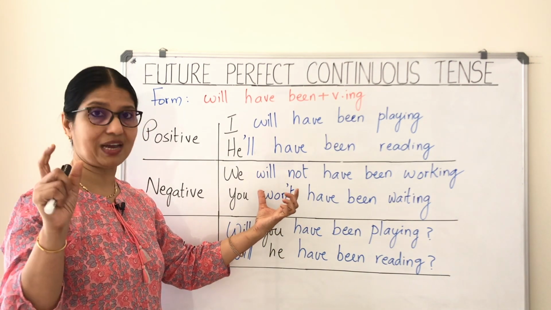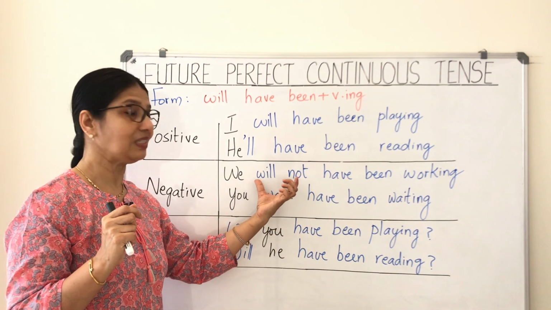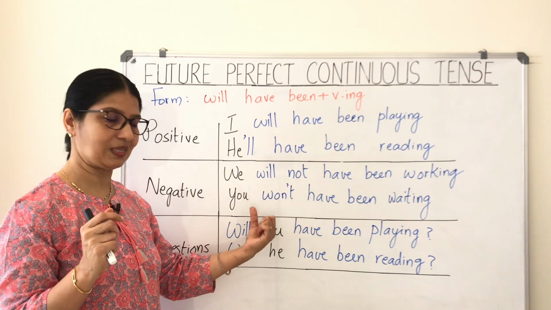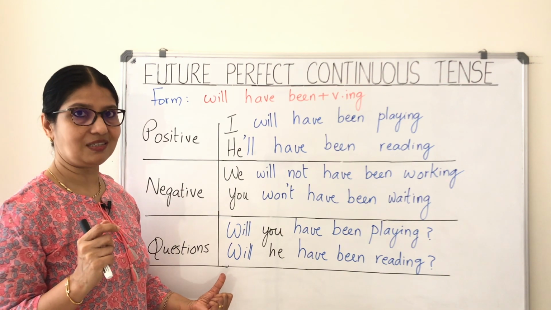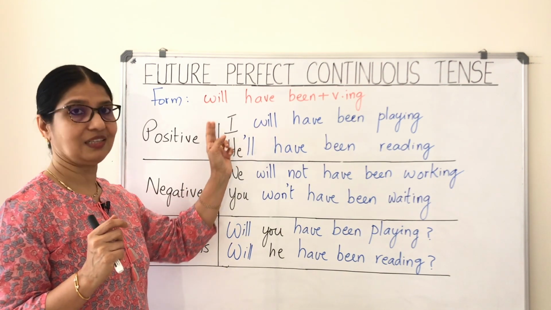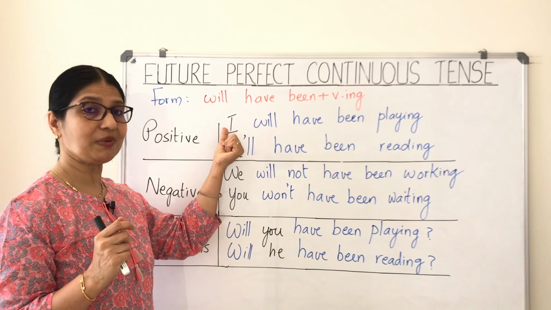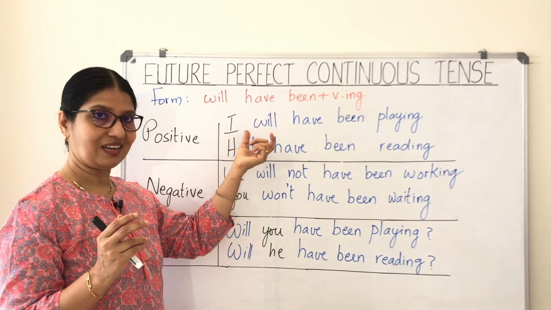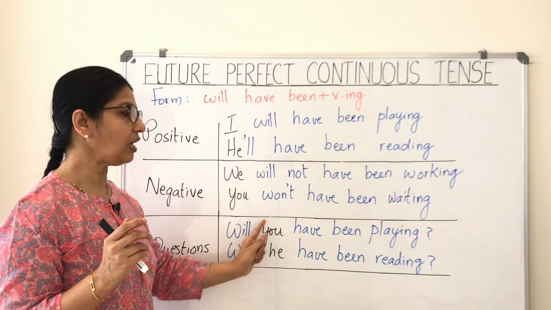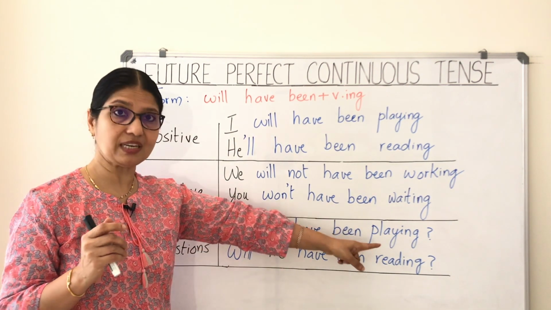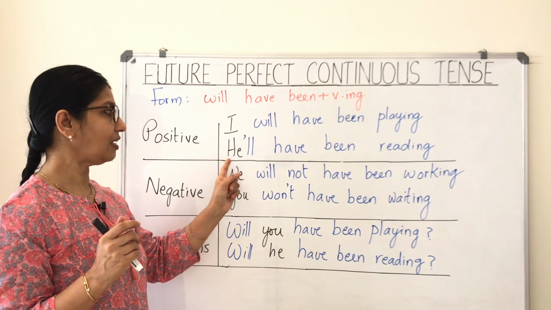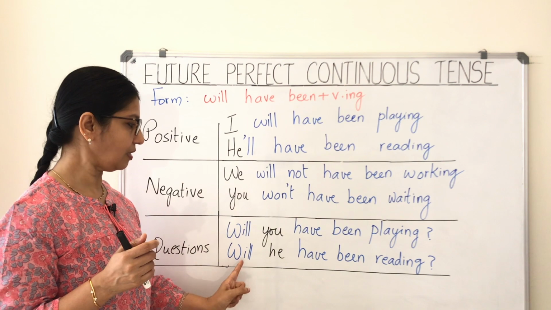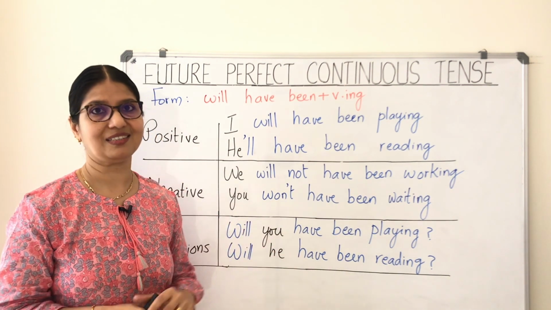So you can see that when we have the negative sentences, we put these two together, will and not, and you have the short form won't. And to make the question, you have to change the order of the words. So here it begins with I will, and to make a question for this sentence, you will have to change it into will you. Will you have been playing? And he will have been reading. And the question is, will he have been reading?